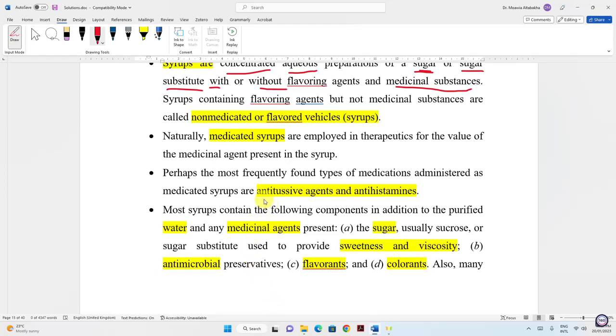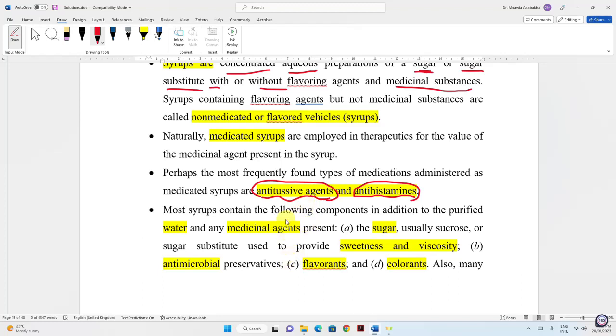And what do they usually put? Usually in the syrup you have antitussive agent. Antitussive means to prevent coughing, and antihistamine. Antihistamine is for allergic conditions that can cause coughing or something else, skin conditions, nose, eyes, etc. So you give antihistamine, مضاد حساسية. Antitussive يعني مضاد كحة. So most syrups, they contain antitussive agents and antihistamines.